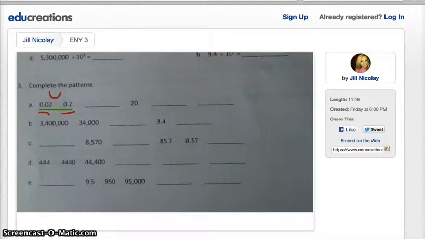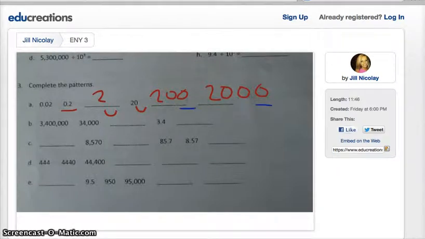So if I were to move this decimal point 1 to the right, I would get 2. If I move it 1 to the right again, I would get 20. 1 to the right again, I would get 200. 1 to the right again, I would get 2,000. What I'm noticing here is that as I move the decimal point 1 place value, I'm adding another 0, but make sure that decimal is still right after the 1 spot.